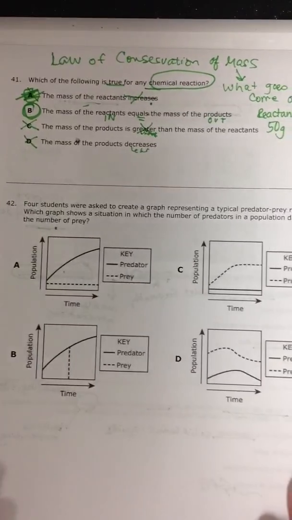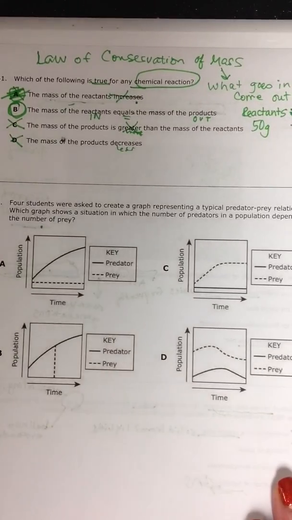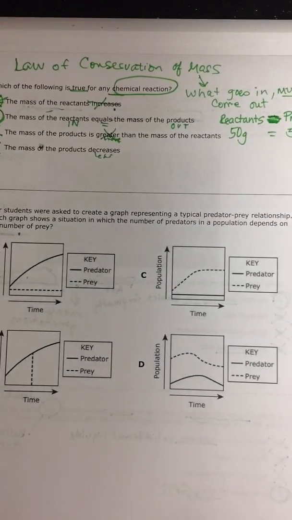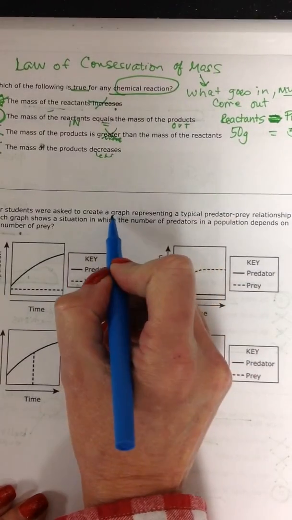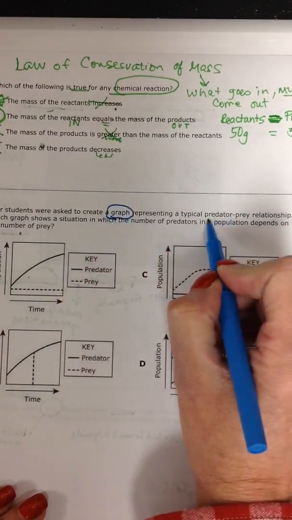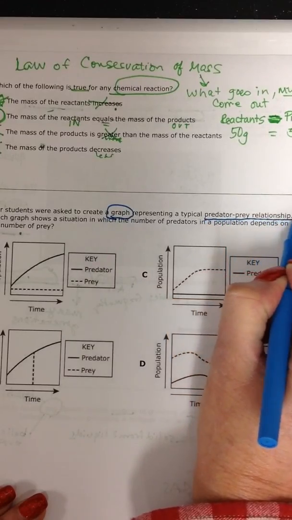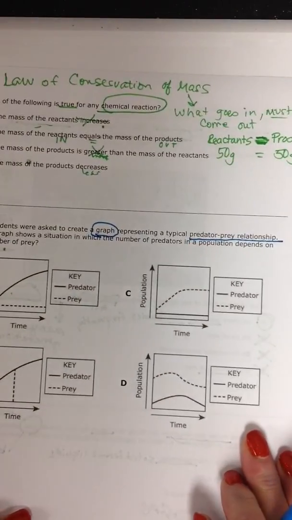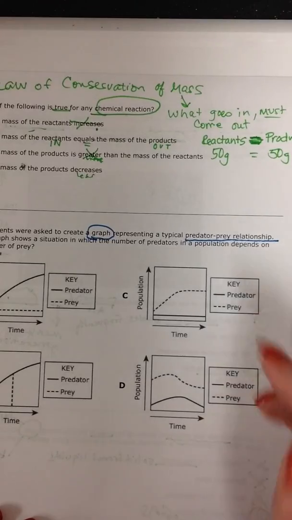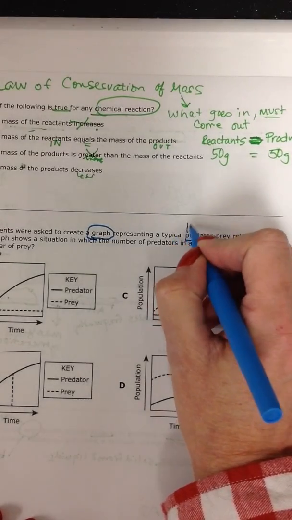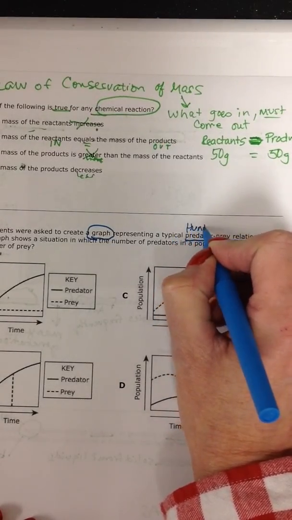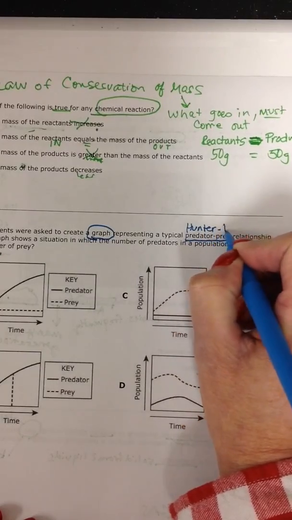Question 42. 4 students were asked to create a graph representing a typical predator-prey relationship. So, they're graphing a predator-prey relationship. Alright. So we've kind of talked about this a lot. Remember, the predator is a hunter, and the prey is the hunted.